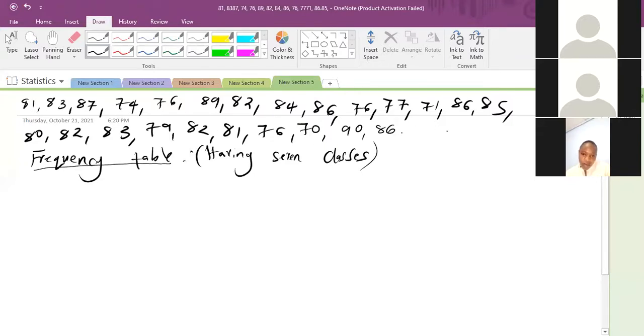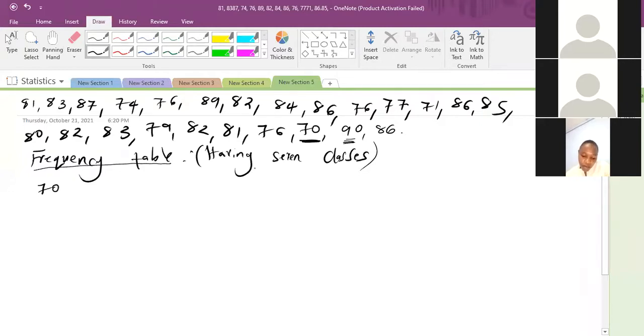Now, looking at this data here, what's the lowest? As we can see, 70 is the lowest. Okay, so we have 70, and what's the highest? The highest is 90, as we can see here. So what do we have? Now, if 70 is the lowest and 90 is the highest, this is what we are going to do.